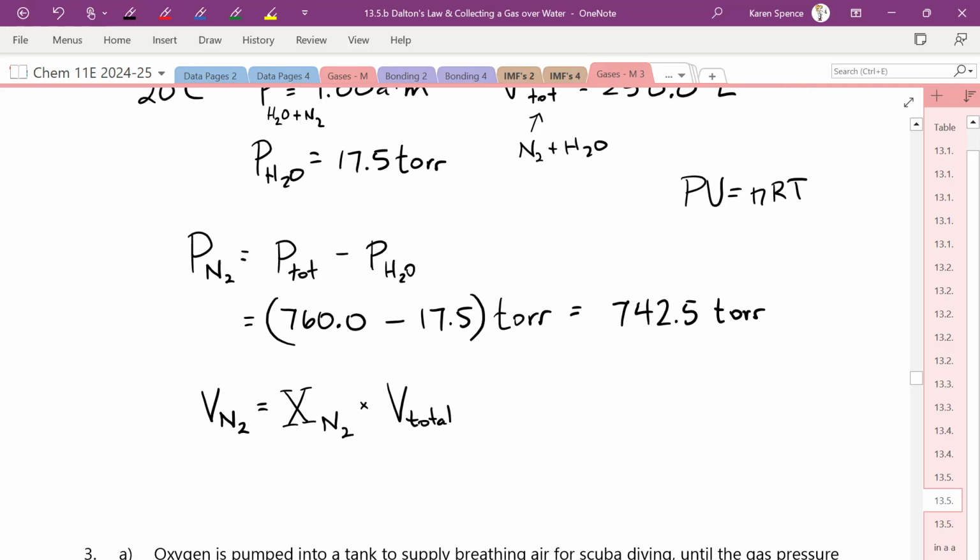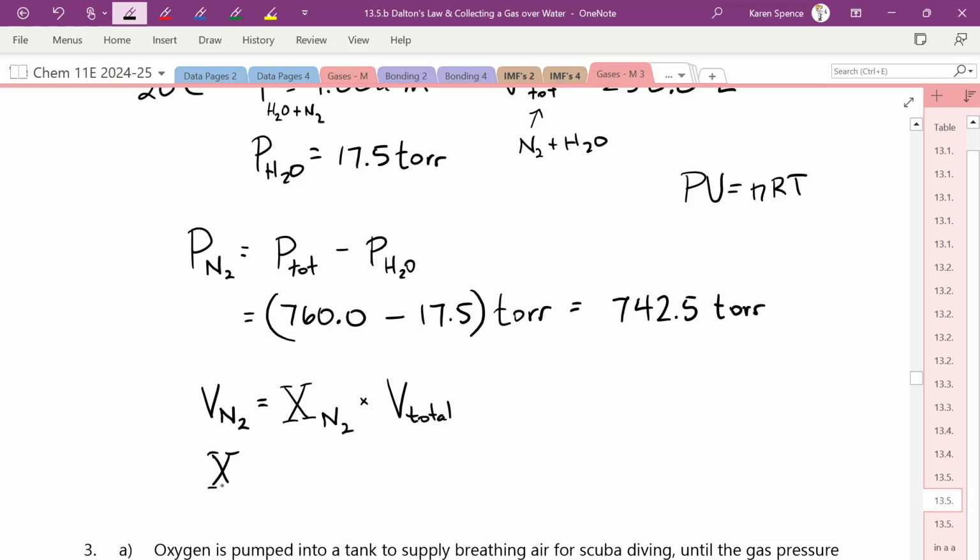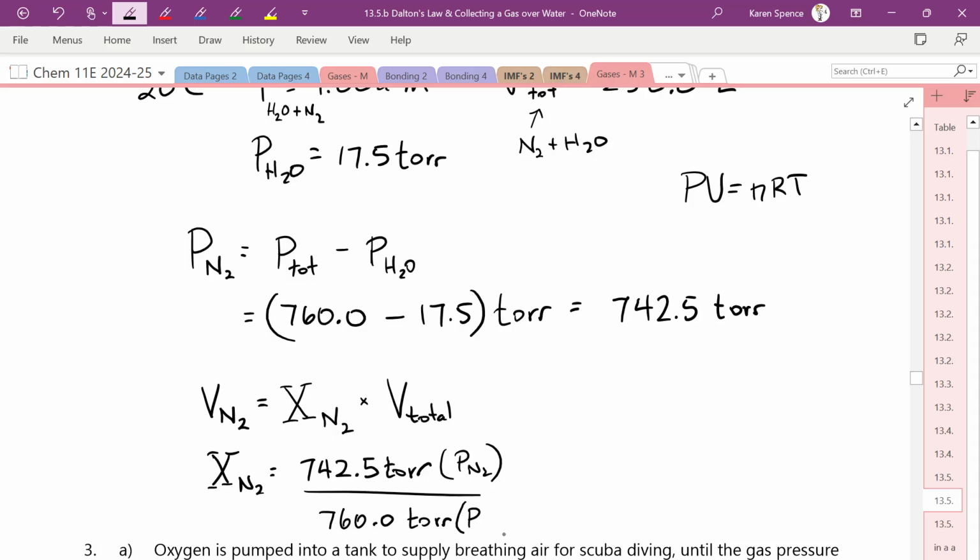All right, so the mole fraction of nitrogen is 742.5 torr, that's our pressure of N2, divided by 760 torr, that's the pressure total. That gives 0.97697.